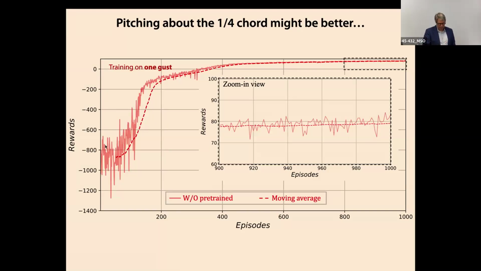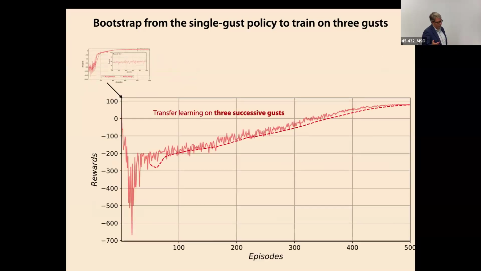Here we are going to start from no knowledge at all. We're not starting from any linear controller. It takes a little while to converge. And then we'll train it on 3 gusts. So we're going to do what's called transfer learning here and start with that and train it again on 3 gusts. It converges. It has to unlearn some things here before it gets started, but it does a pretty good job.